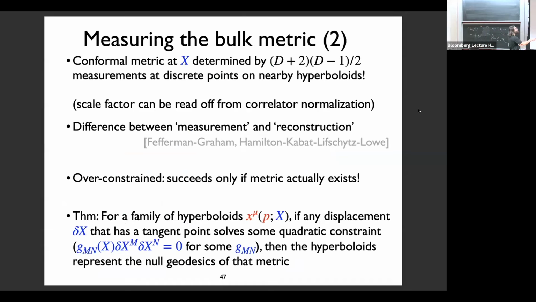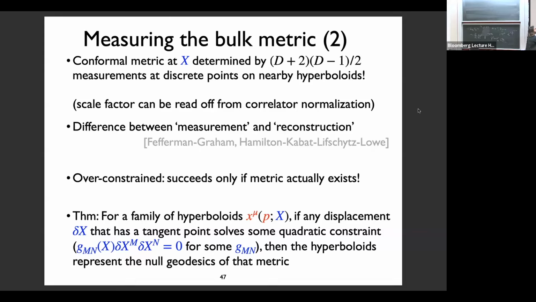So this is a bit different from reconstruction. This is really more like an experimental measurement. It's like an experimental protocol you could use to measure the metric in the bulk. And the thing which I find interesting is that it's very over-constrained. There are many ways you could extract the metric coefficient. So in some sense, you have a check.